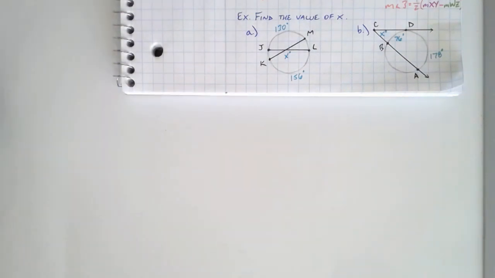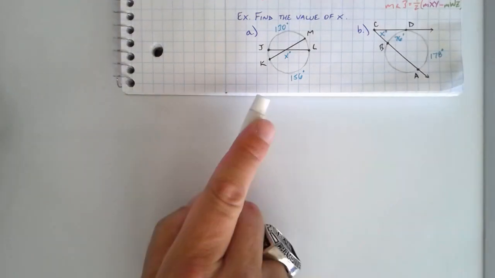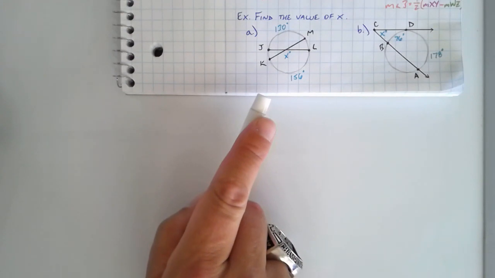So let's do that. Part A, I'll try and keep it on the screen right now so I don't have to redraw the diagram. But part A, angle is located on the inside of the circle.